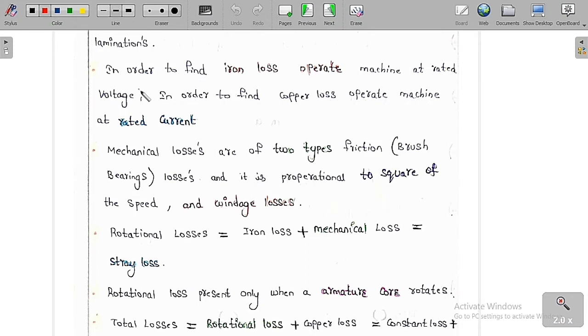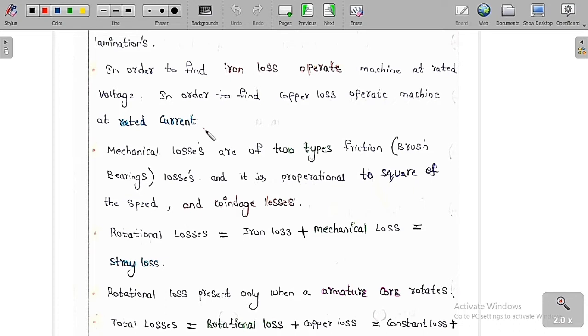If you want to find the iron loss, just operate the machine at rated voltage. If you want to find the copper loss, just operate the machine at rated current. So in order to find the iron loss, operate the machine at rated voltage, and in order to find the copper losses, operate the machine at the rated current. Therefore, if you want to figure out the iron losses, just operate the machine at rated voltage.